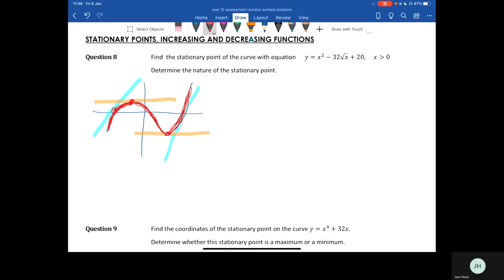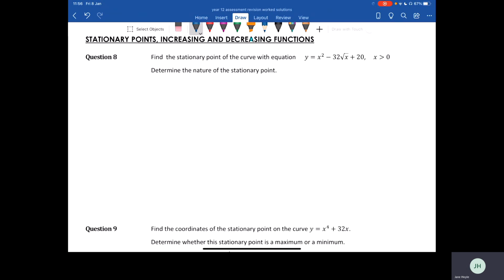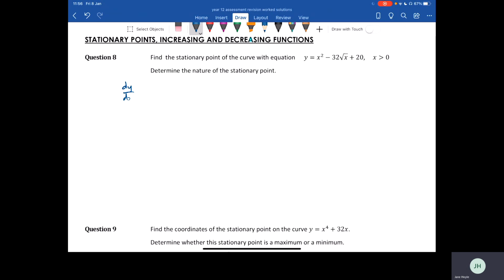So two things in particular we can find from stationary points. Firstly, when the gradient itself is zero, obviously that's important in a lot of contexts, but also it pinpoints very well when the curve is increasing and when the curve is decreasing. So that's why these two sections often come together within the question. Either way, we always start by finding our dy/dx.